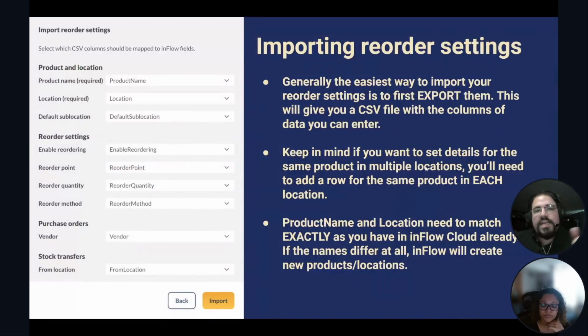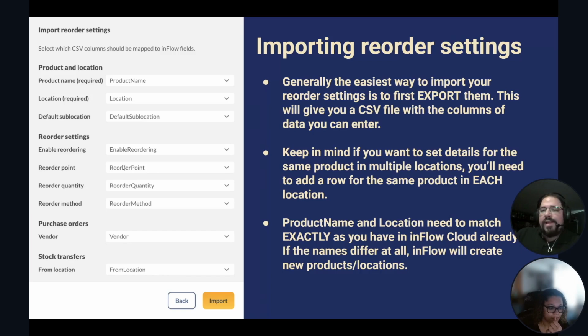Now, this is the import settings. So if you wanted to import your settings instead of setting them up manually, this is how you would actually do it. So these are all the different columns that are available: product name, location, sublocation, then the different values of what you're actually setting, like if you want to enable the reordering, the reorder point, the quantity, the method. Again, I'll show you these in a quick demo so you can see and it'll make a little more sense.